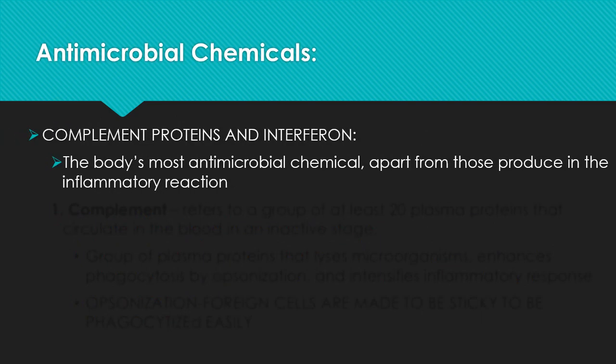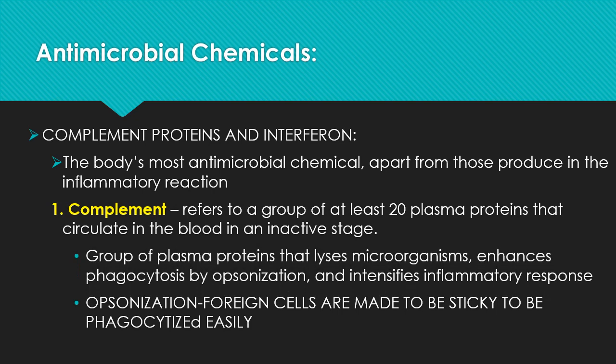Antimicrobial chemicals are complement proteins and interferon, the body's most important antimicrobial chemicals apart from those produced in the inflammatory reaction. First is the complement. It refers to a group of at least 20 plasma proteins that circulate in the blood in an inactive state. This group of plasma proteins lyses microorganisms, enhances phagocytosis by opsonization, and intensifies the inflammatory response. When we say opsonization, the foreign cells, those cells which are not part of us, are made sticky so that they can easily be phagocytized and digested.